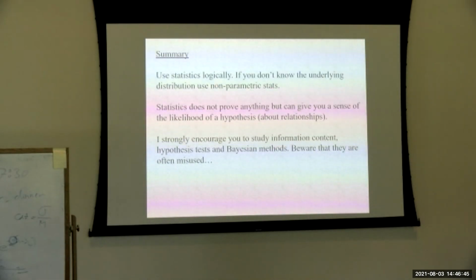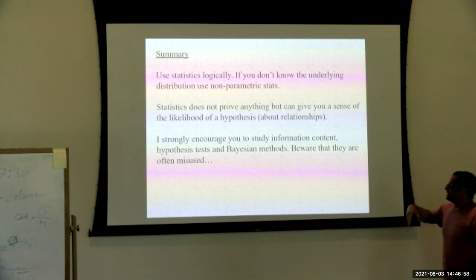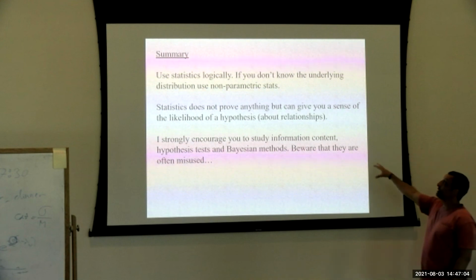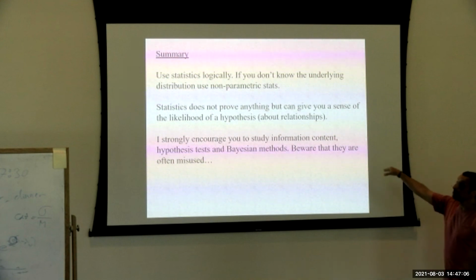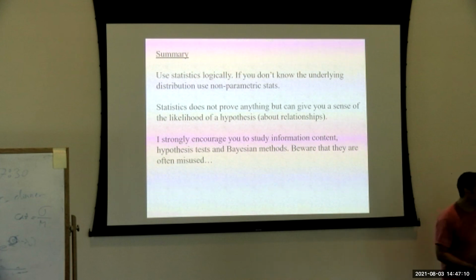So to summarize, statistics is something used logically. Just think about it. Don't just cite a paper on statistics and say, okay, I use this test because they used it. Think about, does it make sense for you? It does not prove anything, but can give you a sense of likelihood of testing a hypothesis. I strongly encourage you to study about information content, hypothesis test, and Bayesian method, where they're often misused.